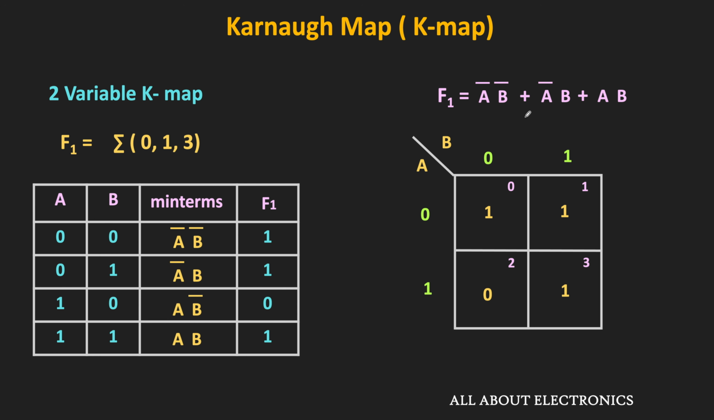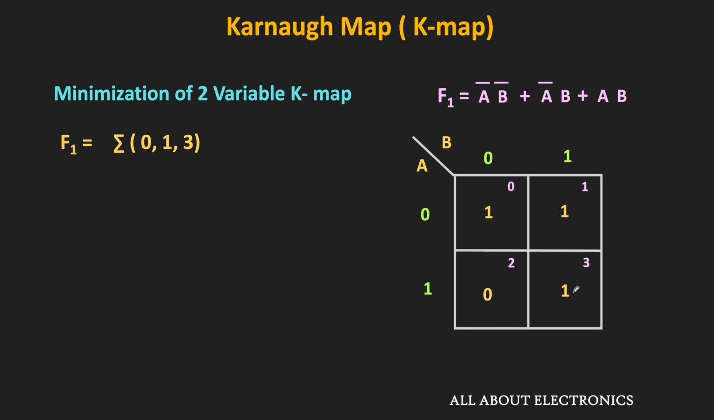Similarly, in case of this a bar dot b, the a is 0 and the b is 1. So for this term, we will put the 1 in this cell. Similarly, for this a dot b, both variables a and b are 1. That means for that, we will put the 1 in last cell. So in this way, we can map the Boolean expression in the K-map. So now, let us see how to minimize the Boolean expression once it is mapped in the K-map.